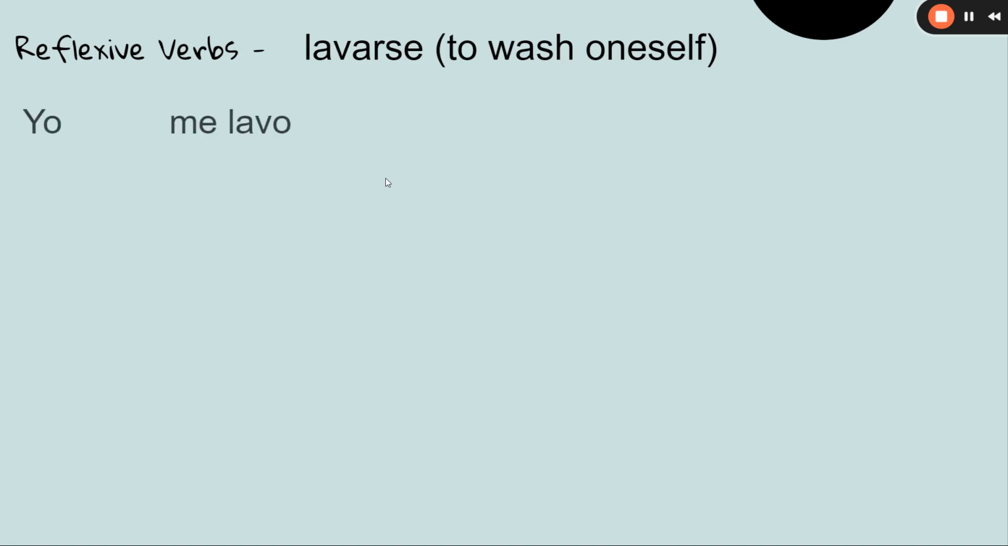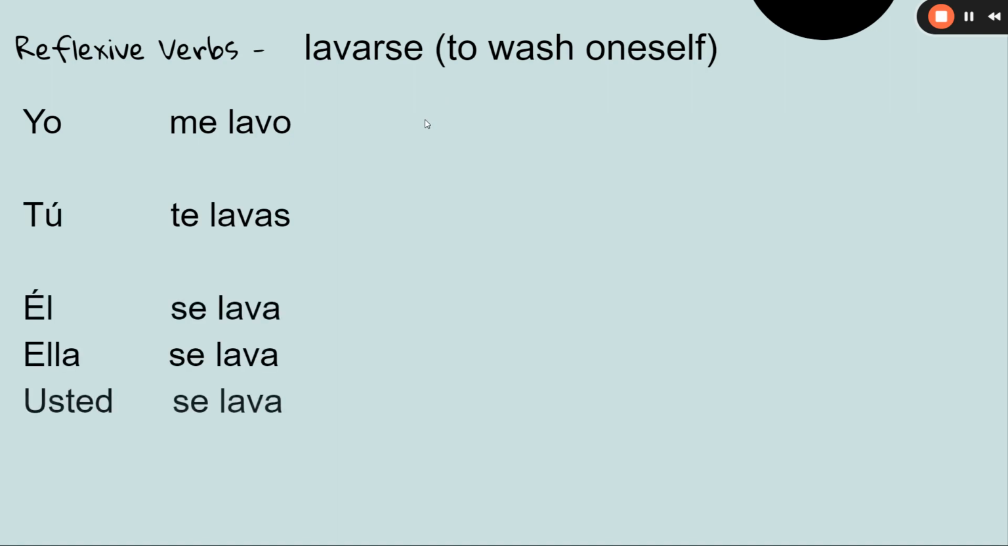Lavarse, to wash oneself. You would say me lavo. So you take off the se, and that tells you that it's a reflexive verb. Then you have the AR part. Then you conjugate the verb exactly how we would normally conjugate a verb. Te lavas. Se lava. So the verb is conjugated normally. Now, this is the present tense.